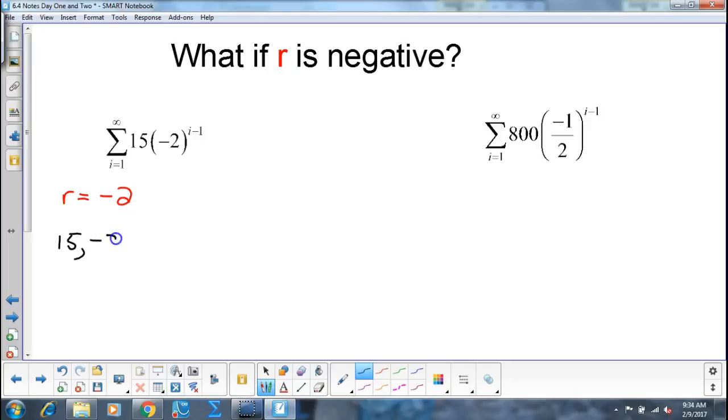What's my next term? What's my next term? Negative 120. What's my next term? And so on and so forth, right? Does that seem to be converging towards 0? Or is that diverging away from 0?